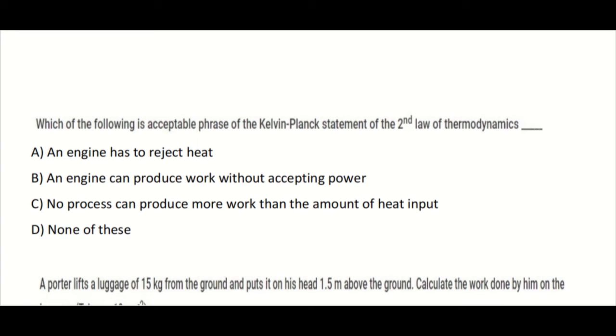In this case, 100% efficiency is not possible, and converting all heat input into work output is also not possible, so the engine needs to reject some heat. Okay, that is the right answer. An engine has to reject heat.